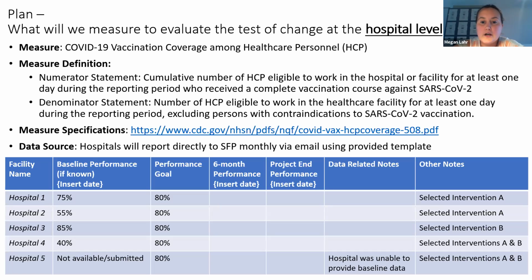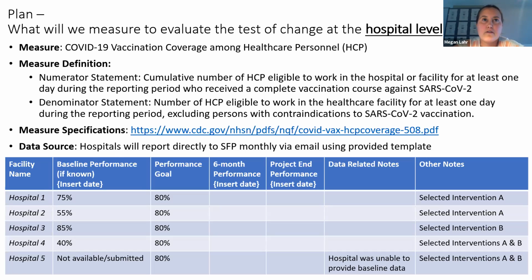You may have data related notes. So here the hospital was able to provide information and other notes. And so something we decided to put in this other notes is we had multiple interventions that the hospitals were able to choose. And in this case, we put which intervention this specific hospital selected. They selected A or B or both A and B, so that we could track what intervention they selected and if there was improvement there or how much improvement was there.